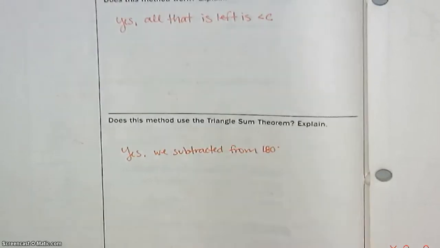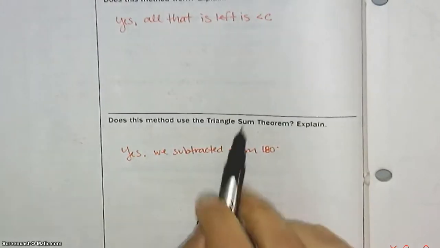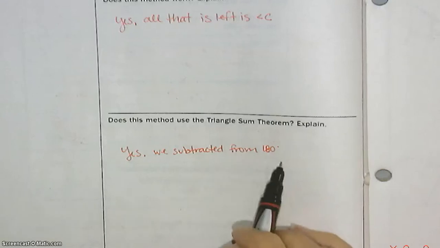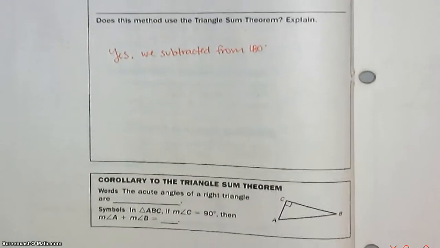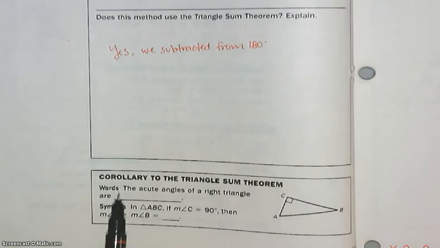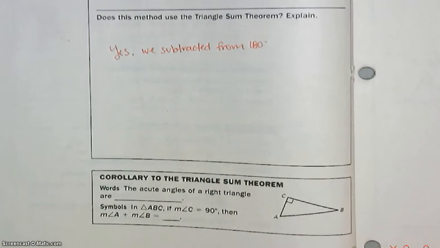And that's what the triangle sum theorem says. Right? Sum means total. So the total in a triangle is 180. Corollary. Here's the corollary. It's like the little rule that follows straight from the theorem.